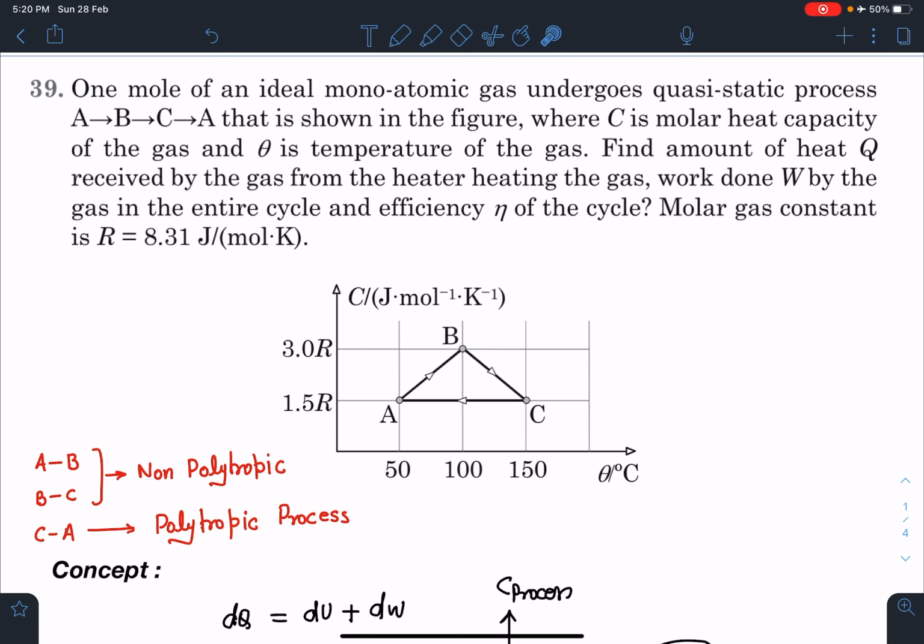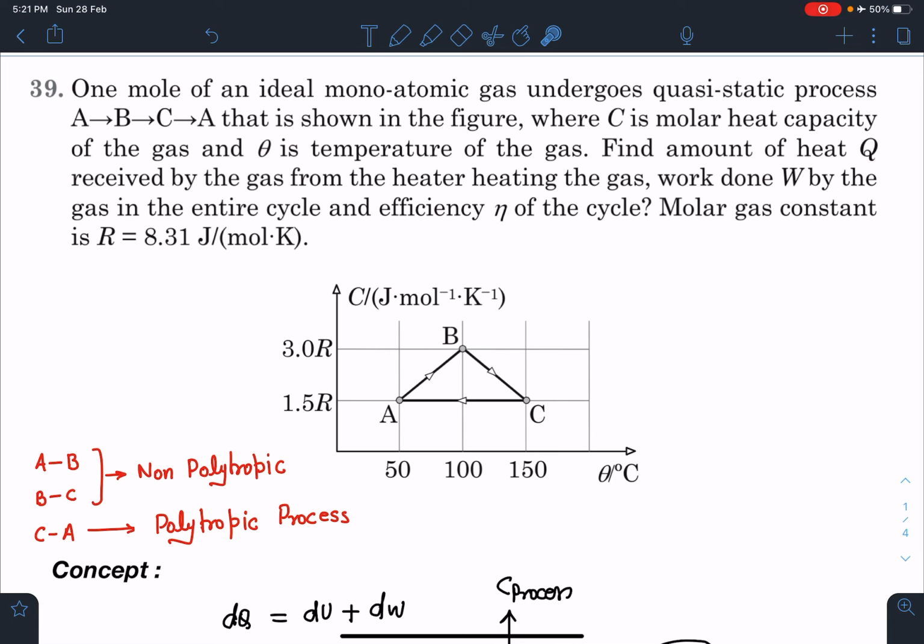1 mole of an ideal monatomic gas undergoes quasi-static process ABCA that is shown in the figure, where C is the molar heat capacity of the gas and theta is the temperature of the gas. Find the amount of heat Q received by the gas from the heater heating the gas, W work done by the gas in the entire cycle, and the efficiency of the cycle. R value is given as 8.31 joule per mole per Kelvin.